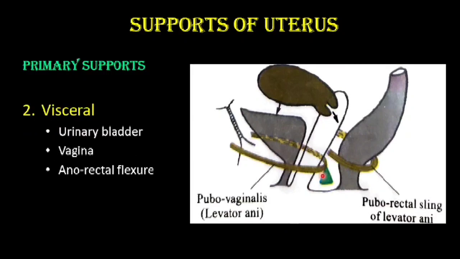The visceral support is nothing but the slanting posterior wall of the vagina. We already saw that the posterior wall of vagina rests on the anorectal flexure, and because of this slanting posterior wall, it receives the load of uterus in the anteverted position. Now next is the anorectal flexure, and that also supports the obliquity or the slanting feature of the posterior vaginal wall. Now the upper surface of the urinary bladder acts as a platform upon which the body of the anteverted uterus can rest. So these factors form the visceral supports of uterus.